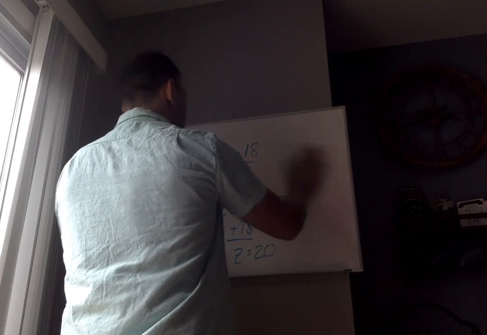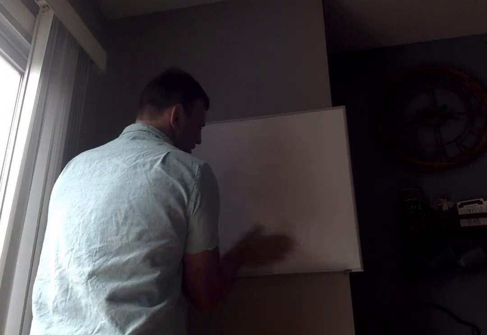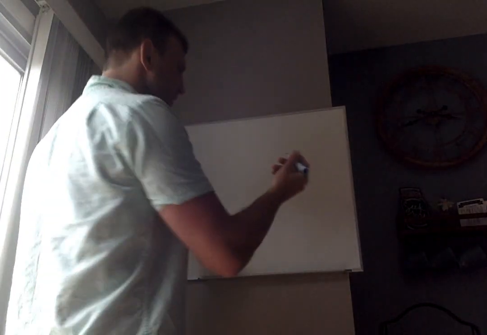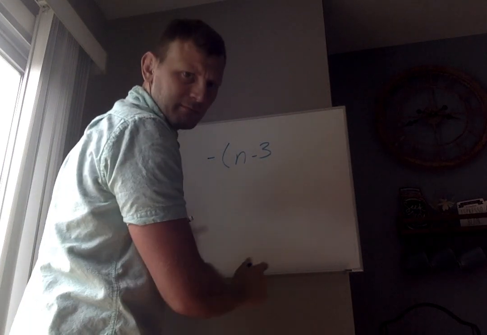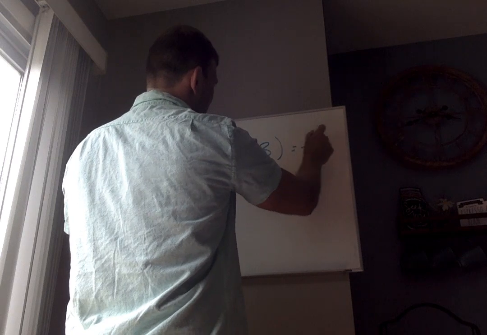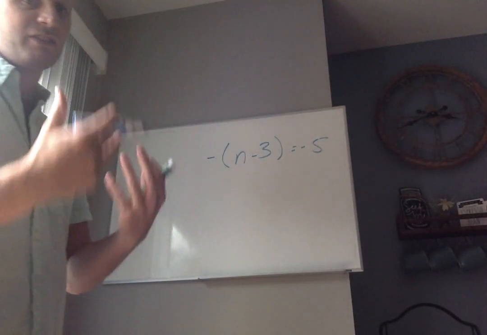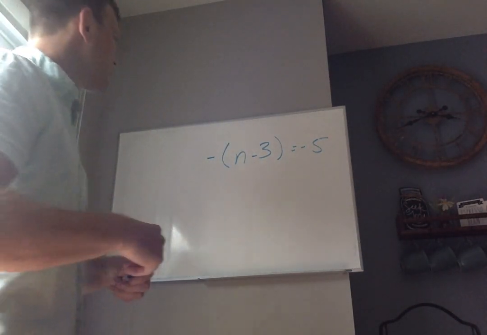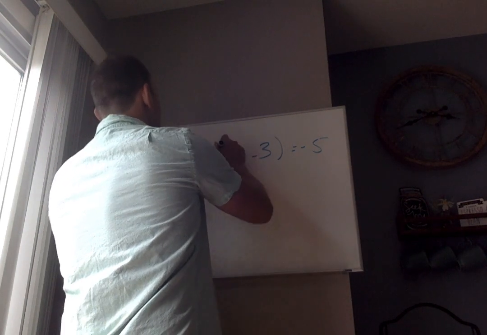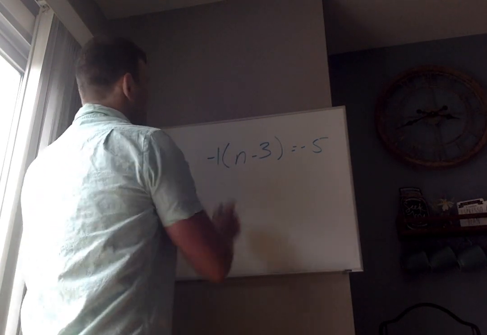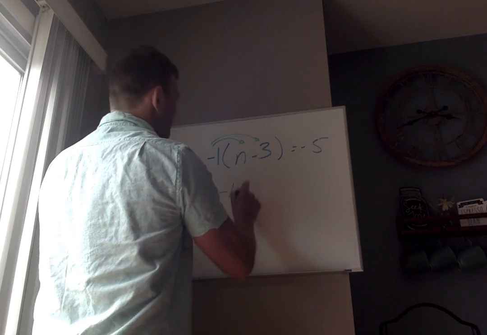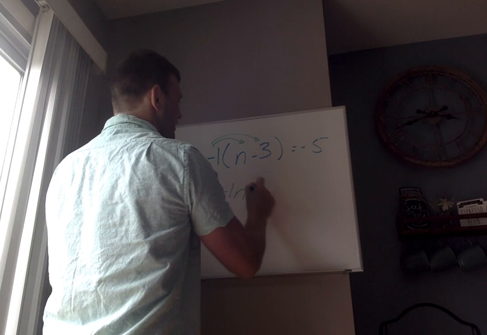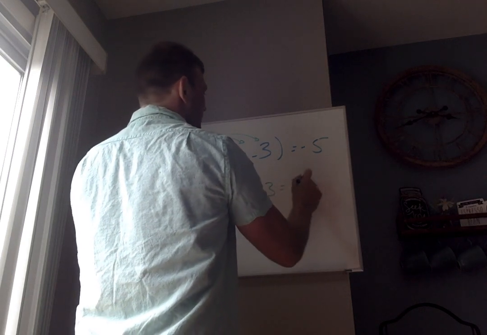All right, a few ways to do the next problem with some parentheses here. That's going to be negative the quantity n minus 3 equals negative 5. Notice the negative's outside with no number, so I can treat it as a negative 1. I'm going to distribute that negative 1 inside, which gives me negative 1n. Negative 1 times negative 3 is positive 3, equals negative 15.